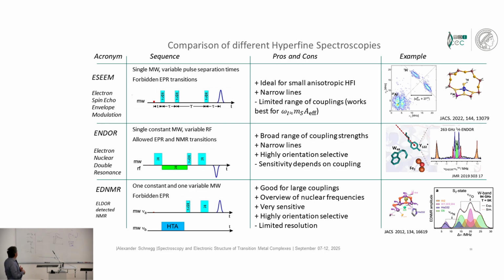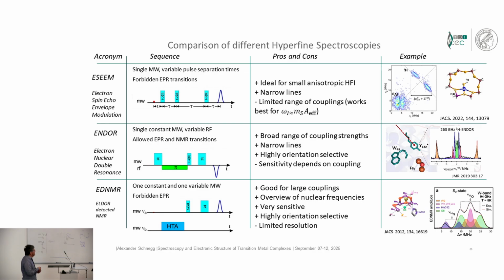There's a third method, which is called electron-detected nuclear magnetic resonance. It is also based only on microwave pulses, and this has the advantage that you get the whole Larmor spectrum in one spectrum. This means in one shot you get nitrogens, protons, and everything else which is coupled to your electron spin. It's very sensitive, so also a very powerful technique.